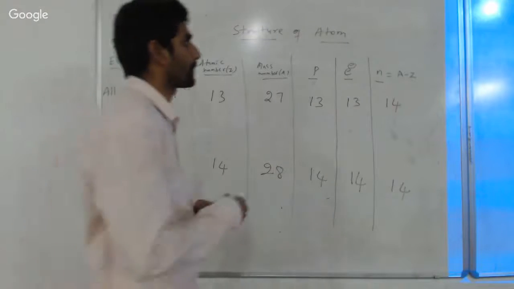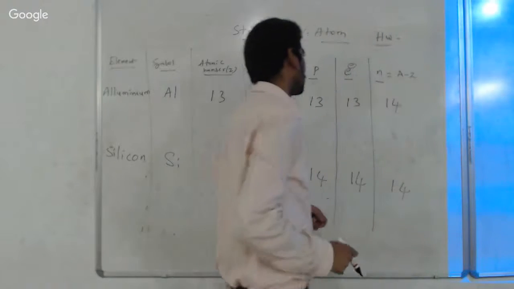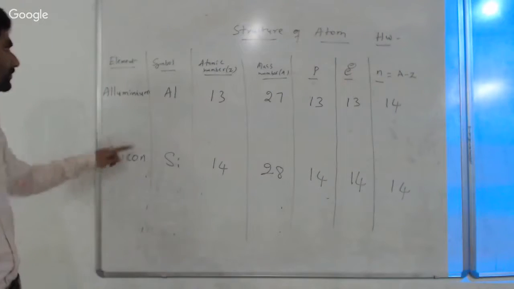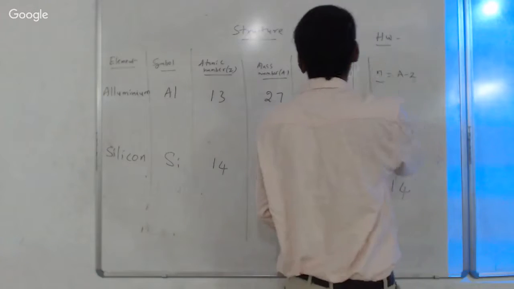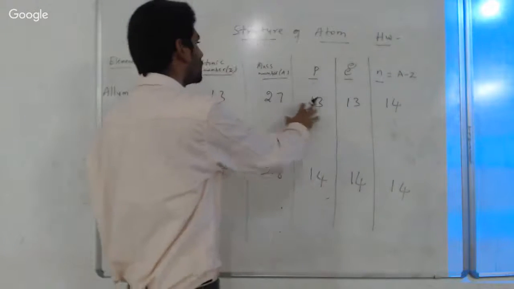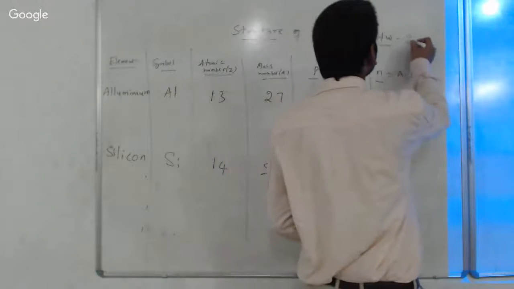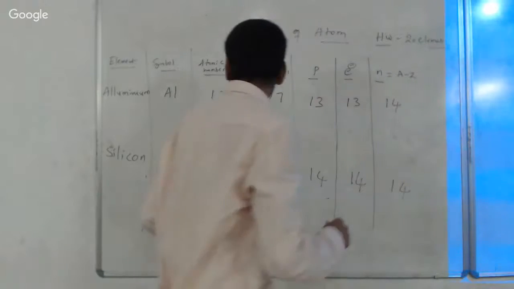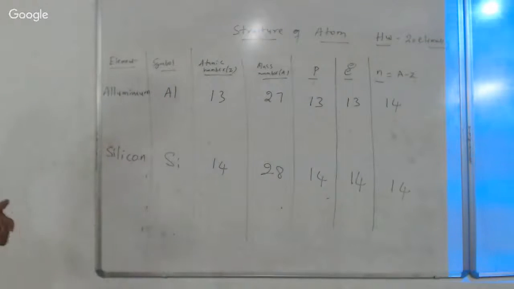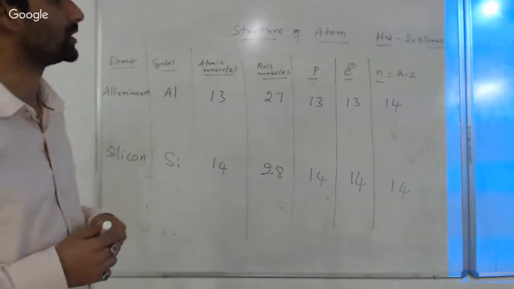Homework is, please all of you write up to 20 elements: atomic number, mass number, number of protons, electrons, neutrons. Up to 20 elements. Here I gave up to 14, that's 15, 16, 17, 18, 19, 20. You have to write atomic number, mass number, number of protons, number of electrons, and neutrons.